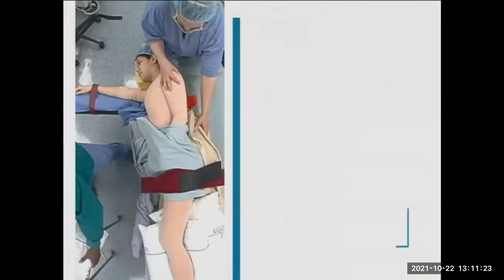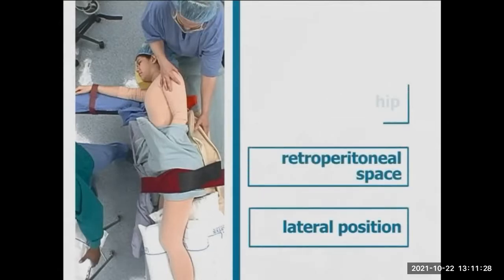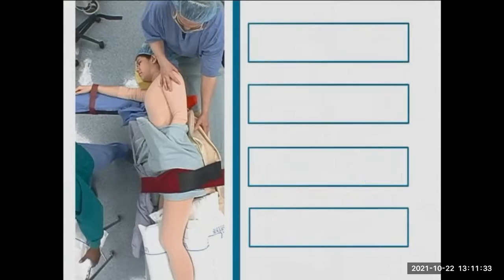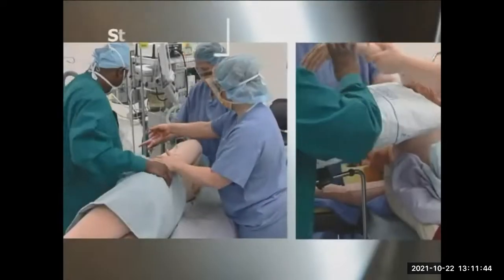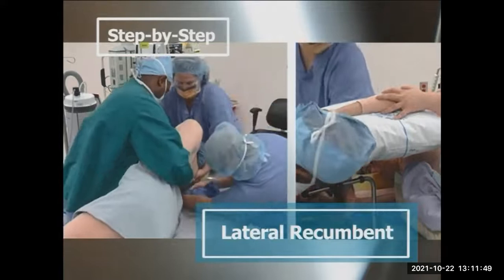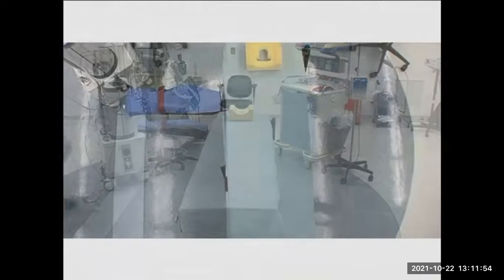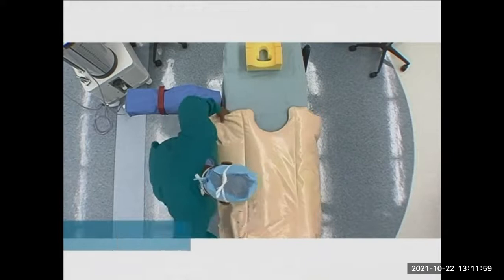Body regions that may be accessed with the patient in the lateral position include the retroperitoneal space, hip, and the thorax and shoulder. Thus, this position is used for urological, orthopedics, general, and cardiothoracic specialty procedures. All preoperative procedures, such as Foley catheter insertion, must be performed prior to placement in the lateral position.